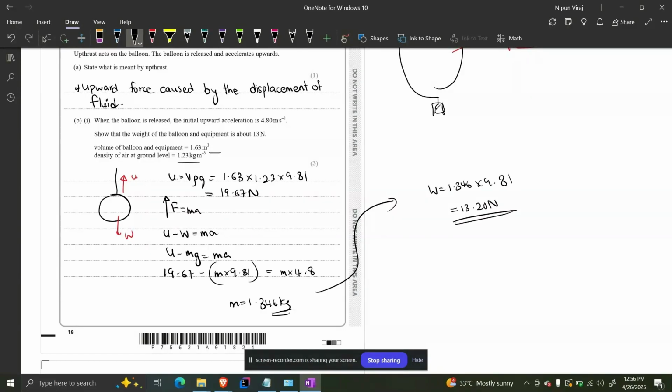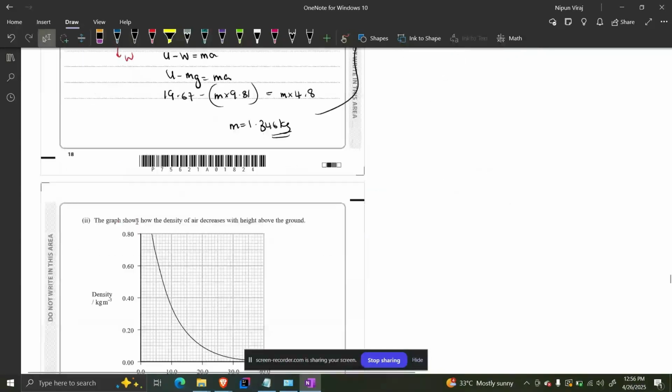So I think you understood that. Simply, we get the upthrust, and using the resultant force equation, F equals ma, we can calculate the mass first of all, and then using that mass, we can calculate the weight. Okay, right. So about 13, close to 13. You might get an answer very close to 13 as well.